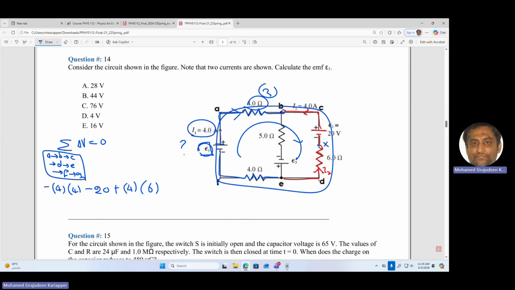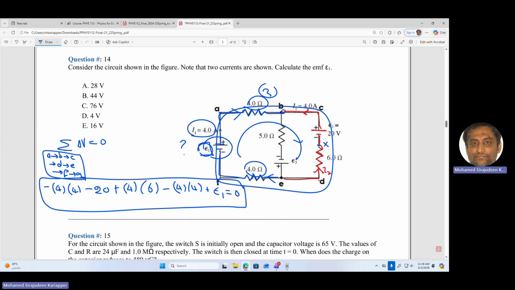Anything here? No. D to E, nothing. E to F, there is this resistor now. Current is the same current I1, not I2, right? Current is going this way, and you are also moving in the same direction. So it is 4 multiplied by 4 with a negative sign. And now we come to this last one. You are moving from F to A, and you are jumping over this cell. It is from the negative of the cell to the positive, so it is positive E1 equal to 0. So you got the equation now.